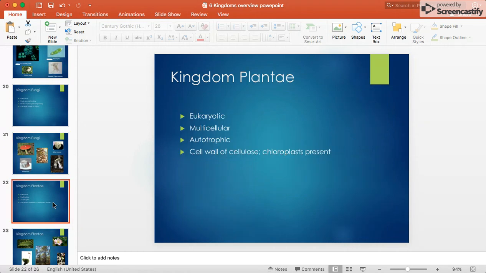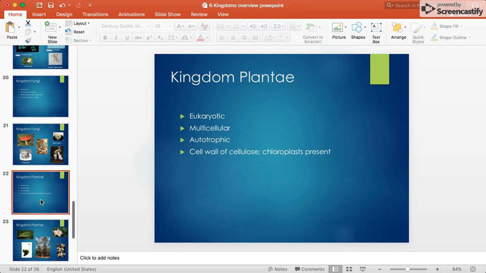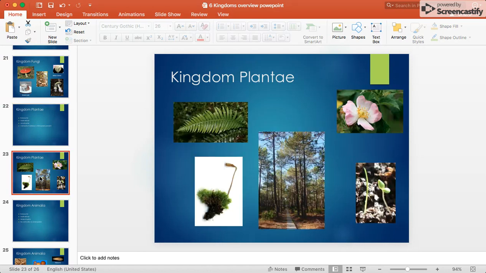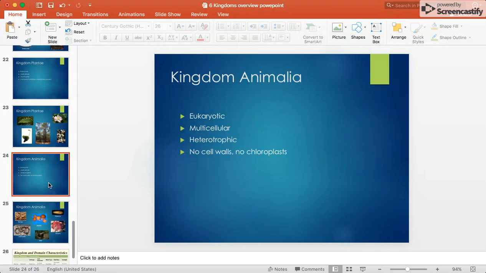Kingdom of Plantae. So they're eukaryotic, multicellular, meaning more than one cell, autotrophic, meaning they make their own food. And they also have cell walls and chloroplasts. Chloroplast is the place inside of plant cells where all of your photosynthesis takes place and energy is made. All right, so here we have some examples. We have a fern, a flower, some pine trees, some bean sprouts, some grass, just some different types of plants.